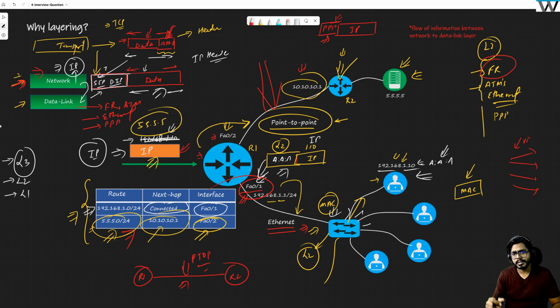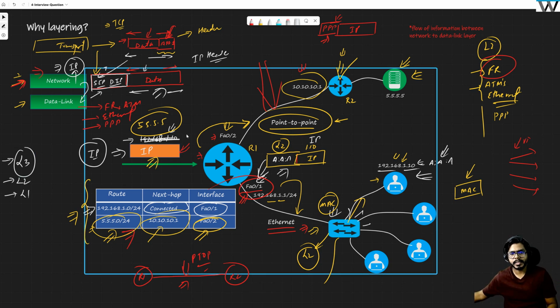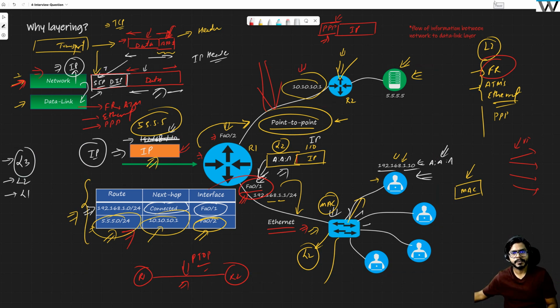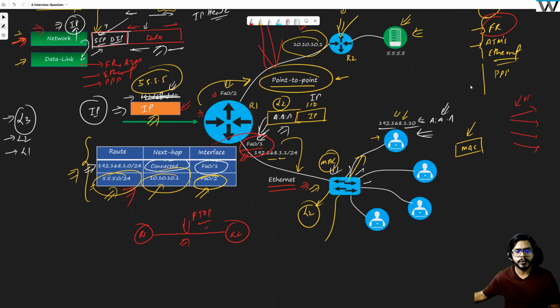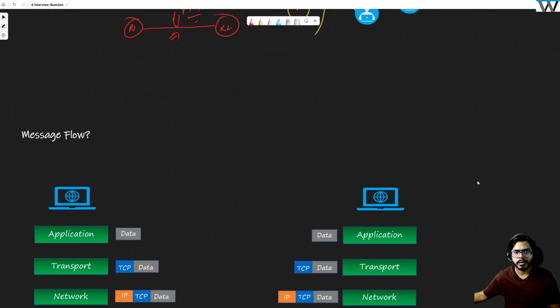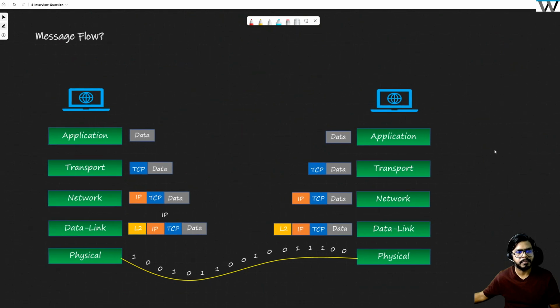But now let's discuss how information actually flows over these layers. Okay, so let's move to the next board where we are going to talk about message flow. Try to understand this diagram, and believe me, if you understand this, then the whole sole purpose of this complete video is served. I will be pretty happy if you understand this board.